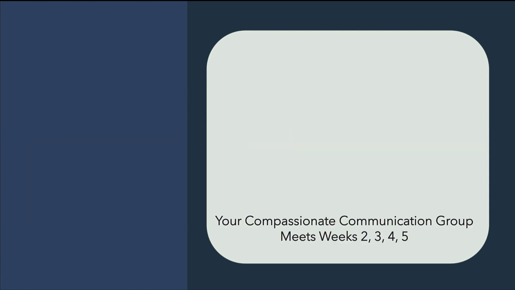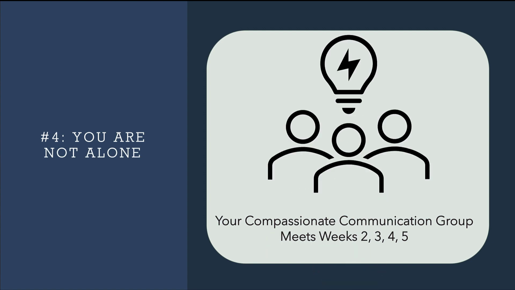Number 4. You are not alone. Your compassionate communication group meets on weeks 2, 3, 4, and 5. There is an entire strand of learning in this class around communication, and you can really only learn communication through practice. So you're going to read your nonviolent communication book, do some activities in there on your own, but then you're going to meet with your compassionate communication group, which will be a triad or a quad.